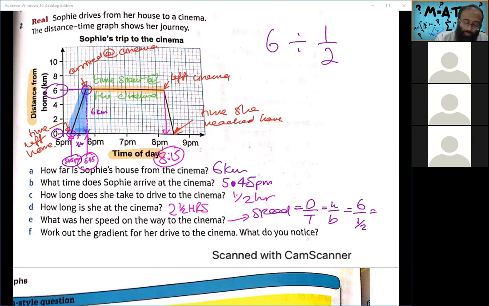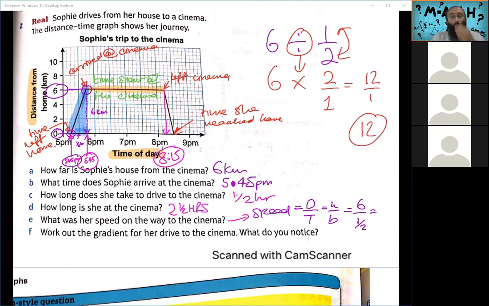Now, when you do a division question, Eliza, what do we do with the divide? You do the opposite. And then you turn the second fraction upside down, and then you do 6 times 2, which is 12. So when you divide by a half, you don't get half the answer, you get double the answer. So the correct answer is 12. That's a common mistake in the exam, done thousands and probably millions of times by students.